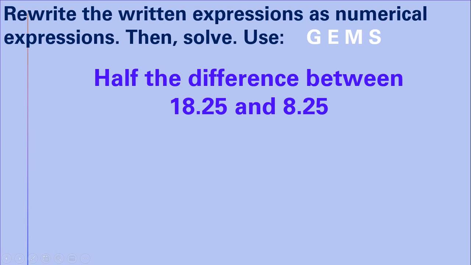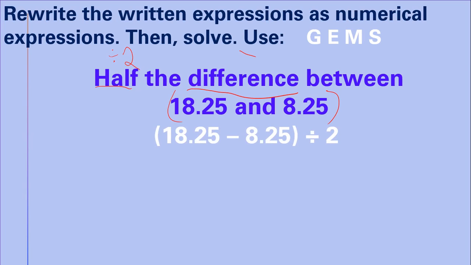Let's do one more. Half the difference between 18 and 25 hundredths and 8 and 25 hundredths. Half means that we're dividing by 2. We can also multiply by 1/2, but I'm going to divide by 2 in this case. The difference is the answer to a subtraction problem. We need to get that answer first, so we're going to put 18 and 25 hundredths and 8 and 25 hundredths in parentheses. Let's rewrite this expression.